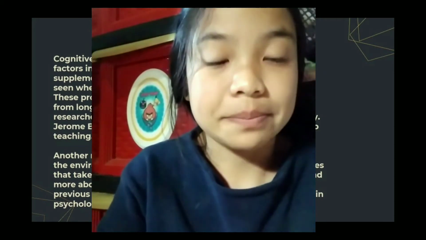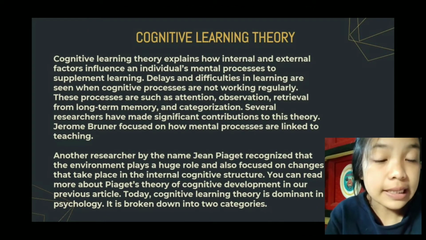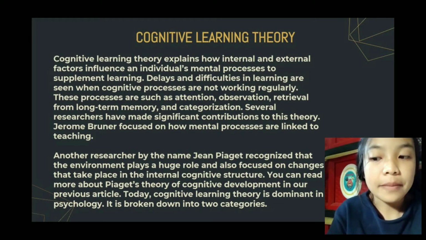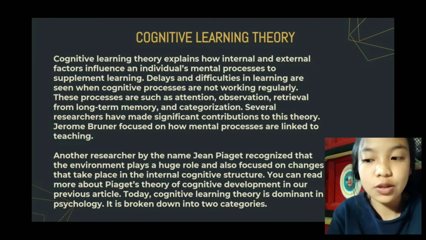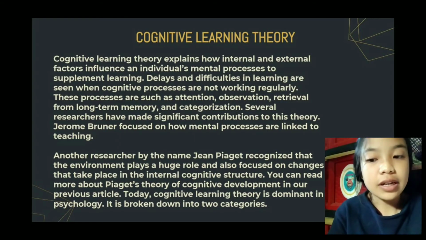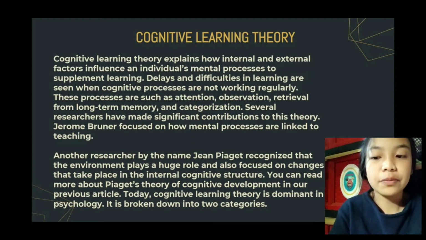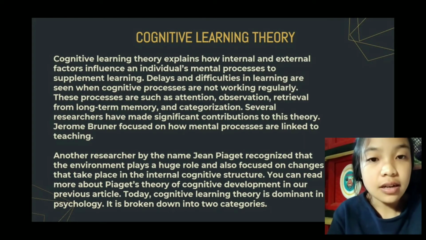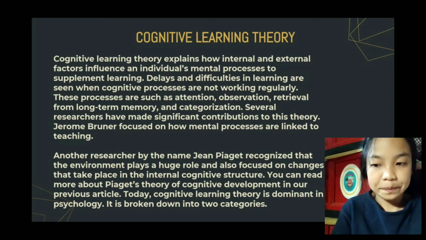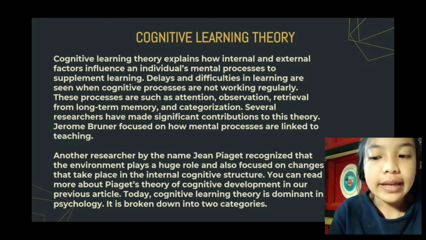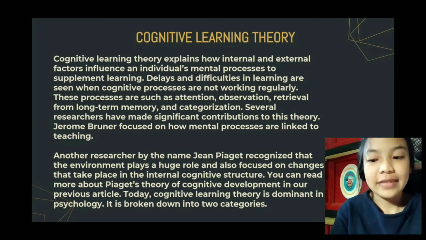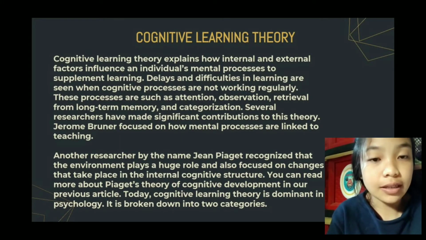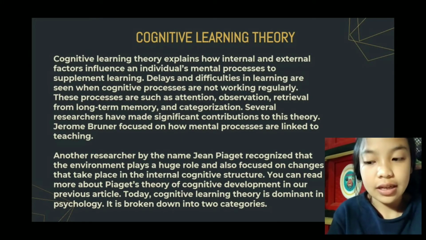Cognitive learning theory. Cognitive learning theory explains how internal and external factors influence an individual's mental process to supplement learning. Delays and difficulties in learning are seen when cognitive processes are not working regularly. These processes are such as attention, observation, retrieval from long-term memory, and categorization.